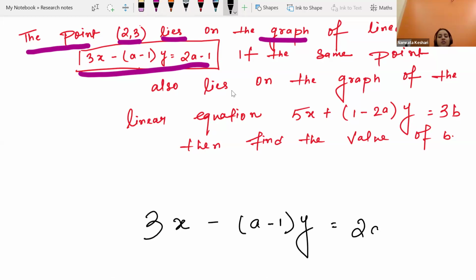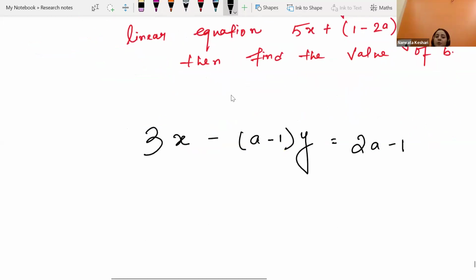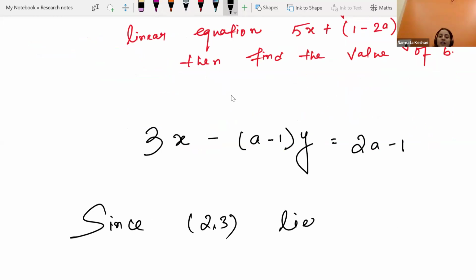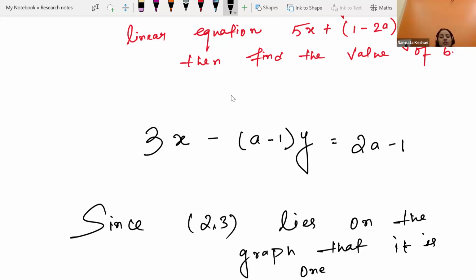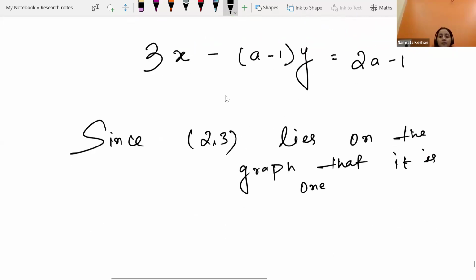This equation is given to us, and if (2, 3) lies on this graph, that means (2, 3) is a solution. Then we are free to go ahead and put x as 2 and y as 3. Since (2, 3) lies on the graph, that means it's one of the solutions of the given equation. Why one of the solutions? Because so many solutions are there, and from here we have one.